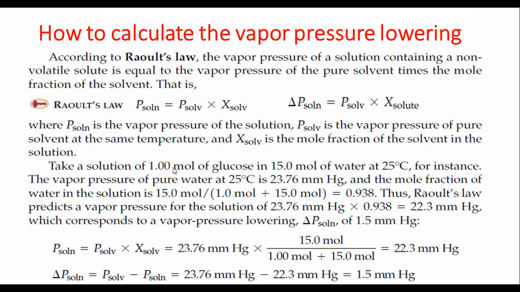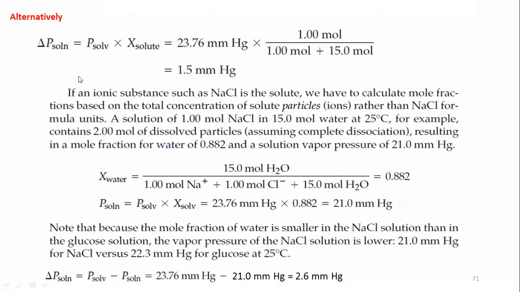That means when you add 1 mole of glucose in water, the vapor pressure is reduced from 23.76 to 22.3. That means 1.5 mm of mercury, the vapor pressure of the solution is reduced. This is the one way. So I am giving you the other way to calculate by using the second formula as explained in the previous slide. If you know the mole fraction of the solute and you put the value over here, you would directly get the value of the vapor pressure lowering.